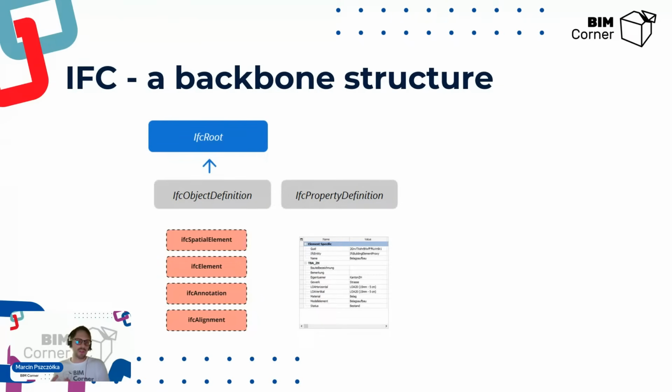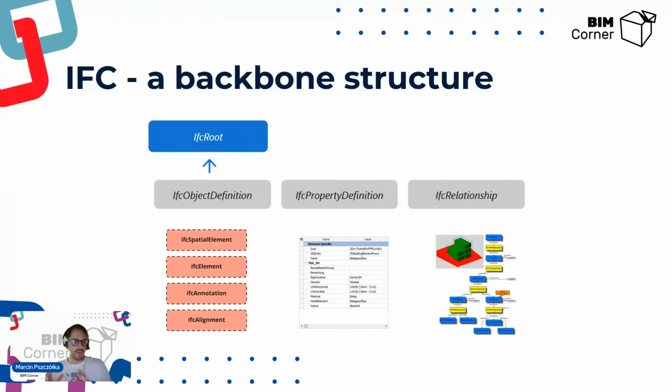So another definition that is also well known in IFC is the property definitions. And here I mean all property sets, properties, quantity sets, everything that has non-geometrical information. So this is the second pillar.